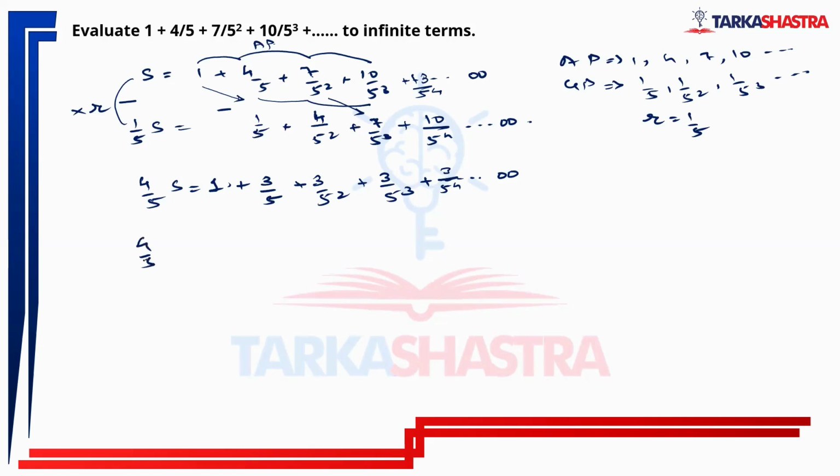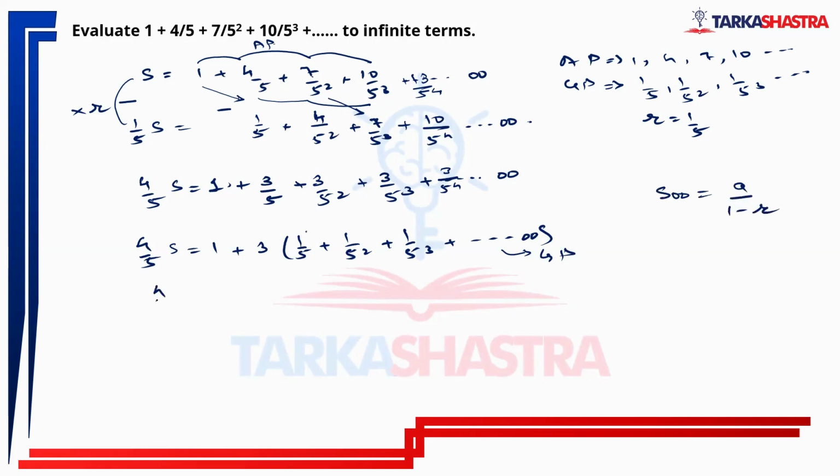Now 4 by 5 s, how can I write it? It is 1 plus 3 common, 1 by 5, 1 by 5 square, 1 by 5 cube, up to infinity. This is my geometric progression. What is the sum of infinite terms of a geometric progression? It is a upon 1 minus r. So 4 by 5 of s becomes 1 plus 3 into a upon 1 minus r. So that is 1 by 5 upon 1 minus 1 by 5. The common ratio is still 1 by 5.